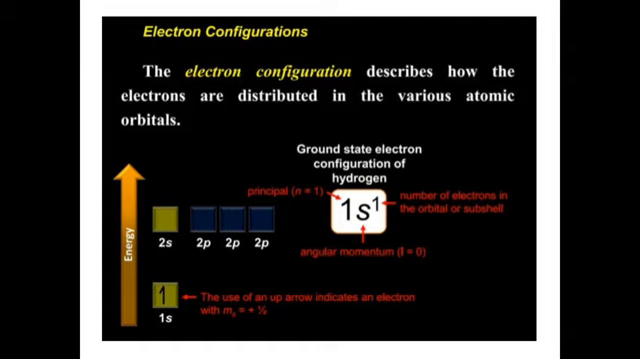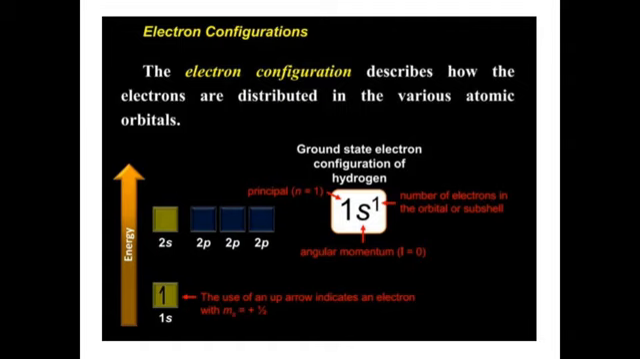Now, what is electronic configuration? The electronic configuration describes how electrons are distributed in the various atomic orbitals. It is also defined as the arrangement of electrons around the nucleus of an atom.